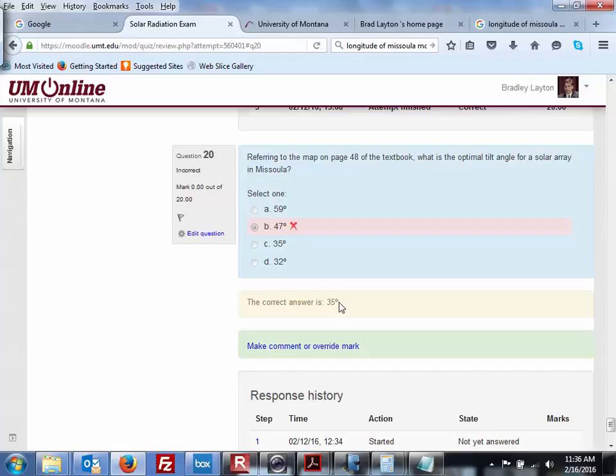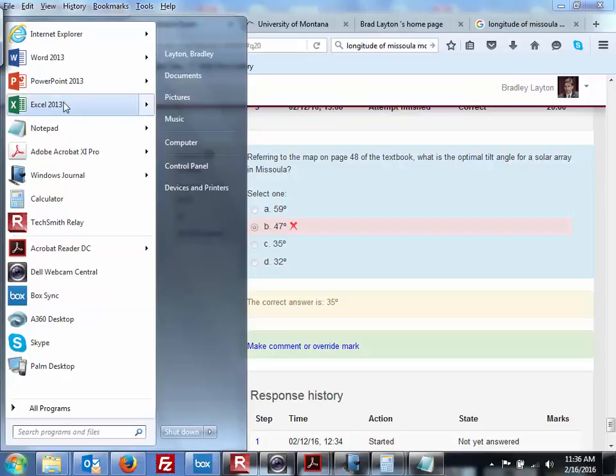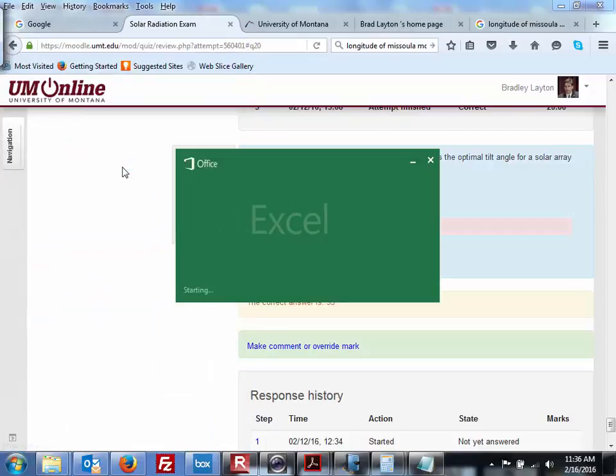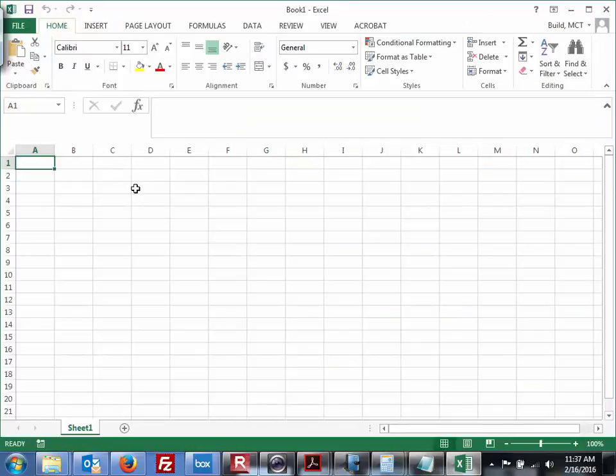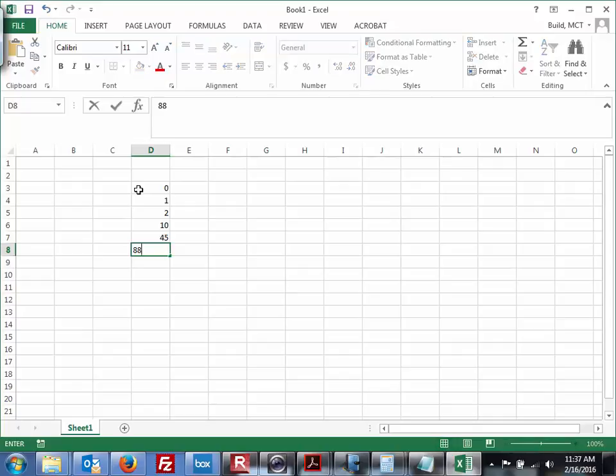2 degrees. In fact, let's just do that really quick. If we go out into Microsoft Excel, and let's just look at the change in gain for a 2 degree difference. So here's 0, here's 1, here's 2, 10, 45. I'm just going to bang out a few of these guys. 88, 89, 90.